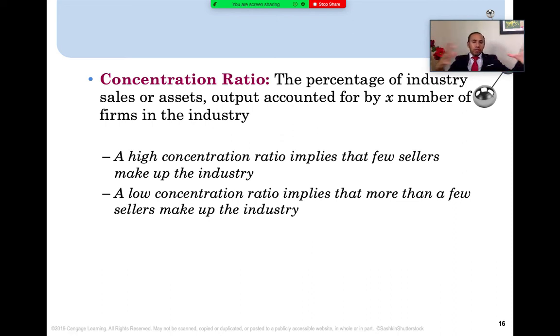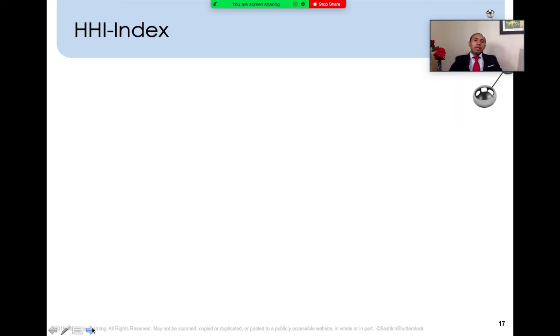There are a lot of firms with small market shares, and everybody's competing with each other. So there's less concentration of firms. There's like 10 providers, 15 providers, 20 providers. The consumer has a lot of options.